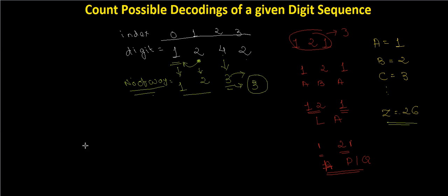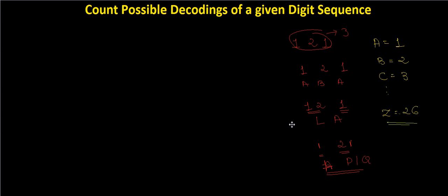We'll remove these values and start coding. Say we have given the function count number of ways, in which a character star digit is given and its length is integer n, and over here your function will complete.